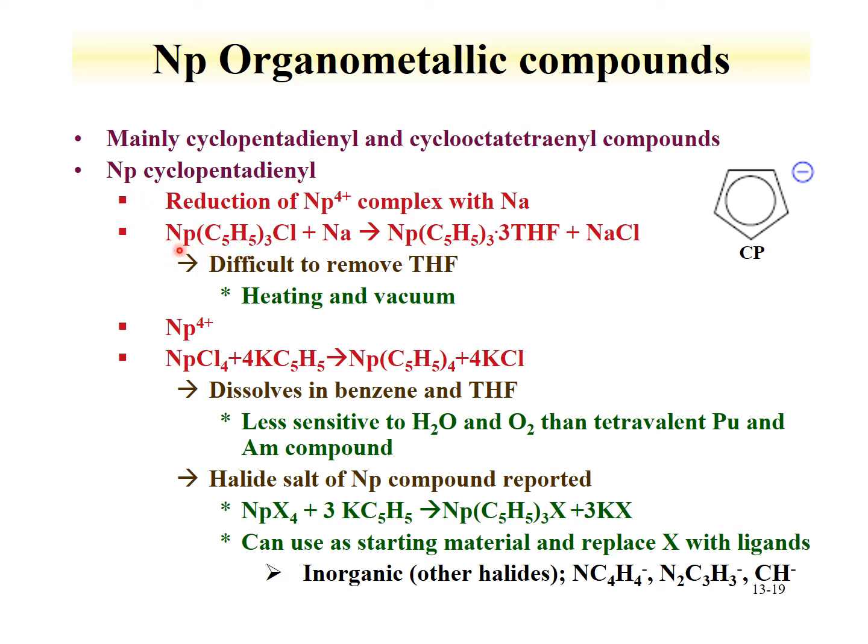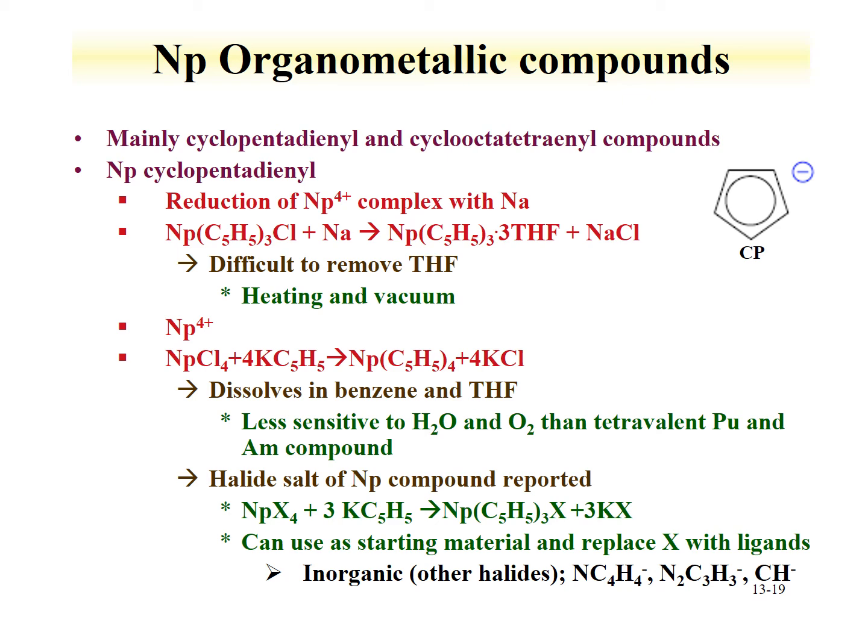The synthesis route is shown here, where you can take neptunium Cp chloride with some sodium, drive a reduction to get the Neptunium-3 tri-Cp in tetrahydrofuran. It has been found difficult to remove the tetrahydrofuran from this compound, so there's strong coordination still in that environment.